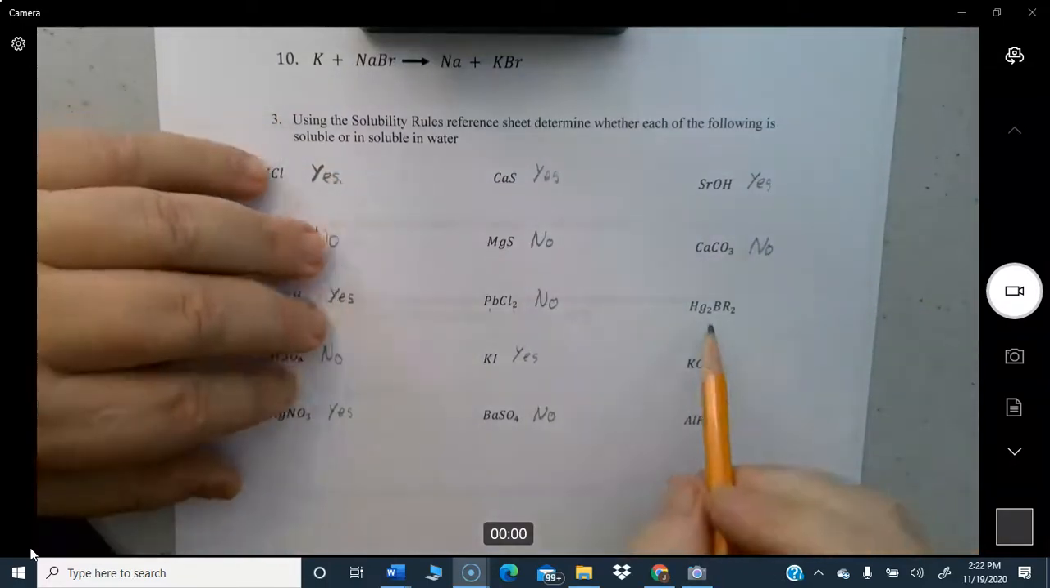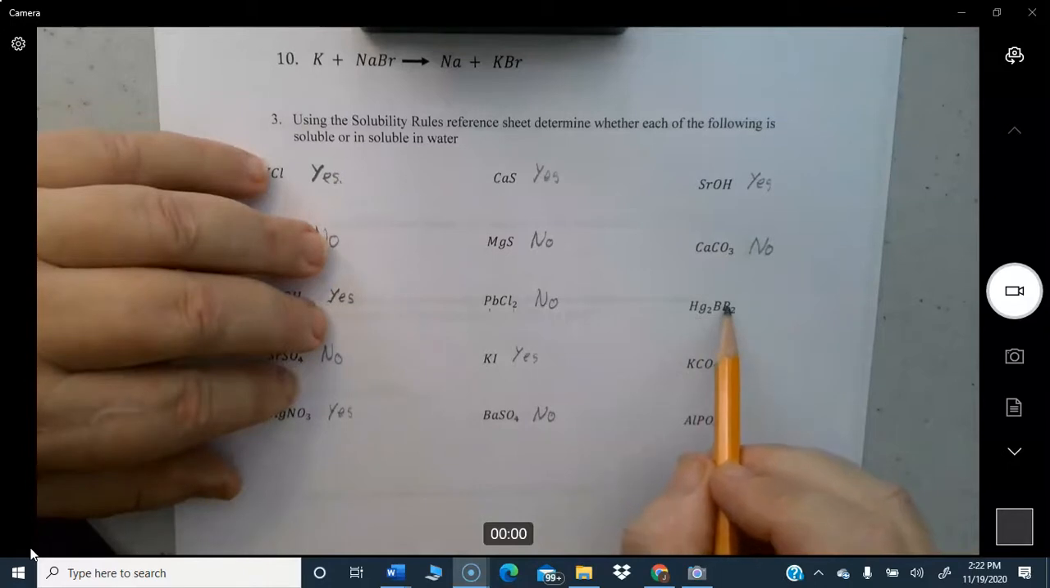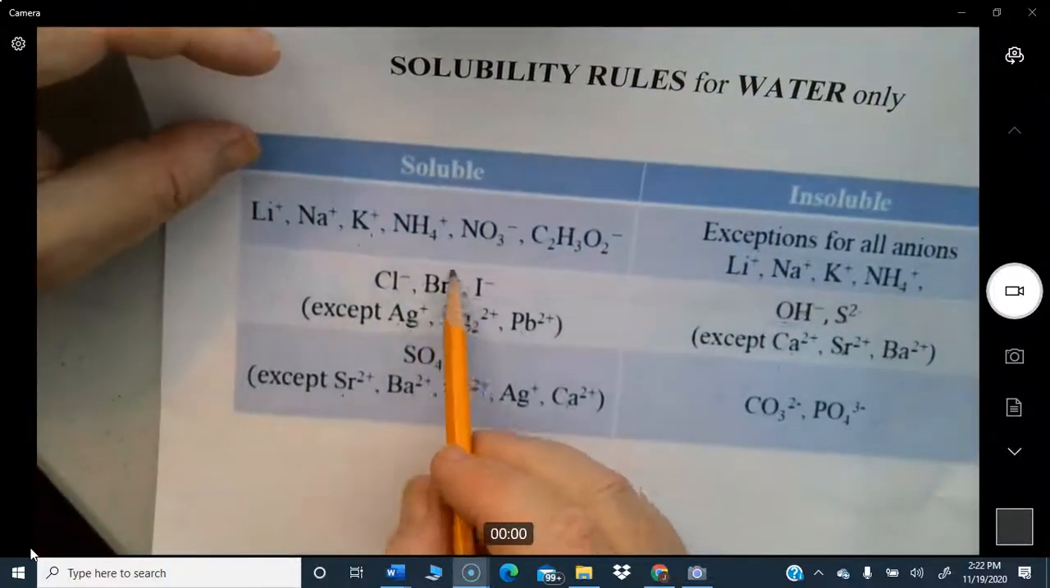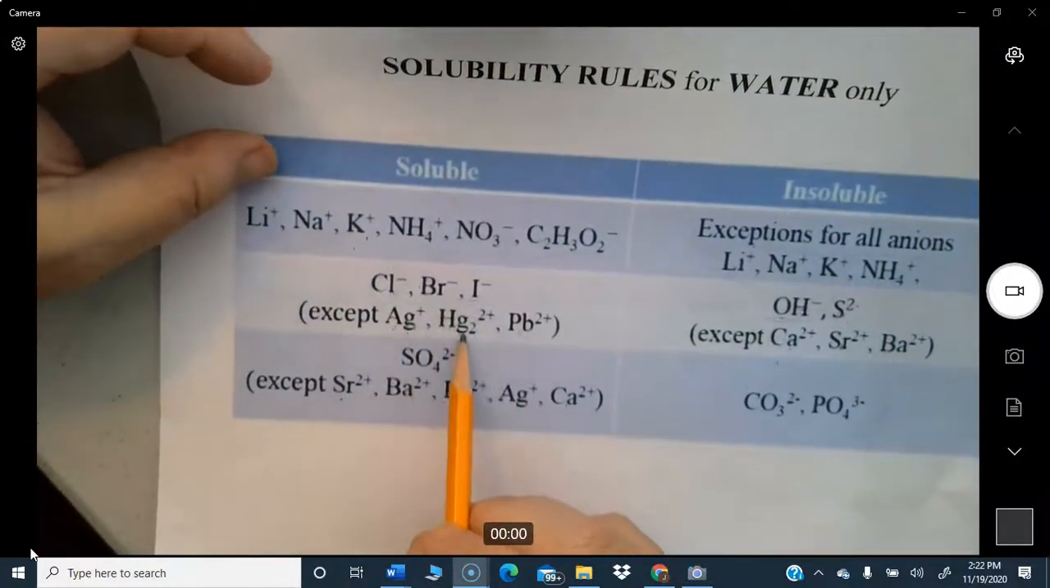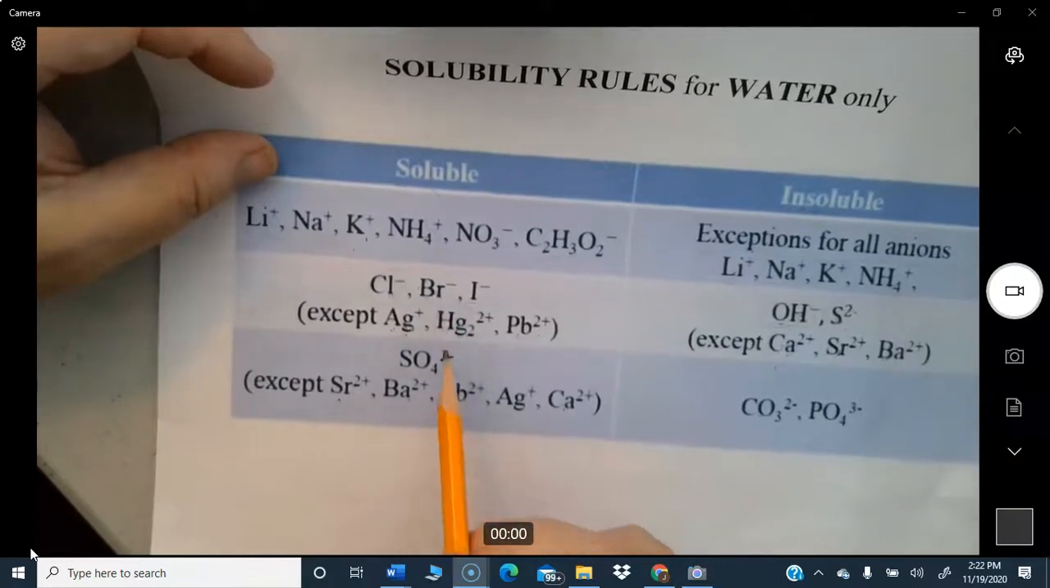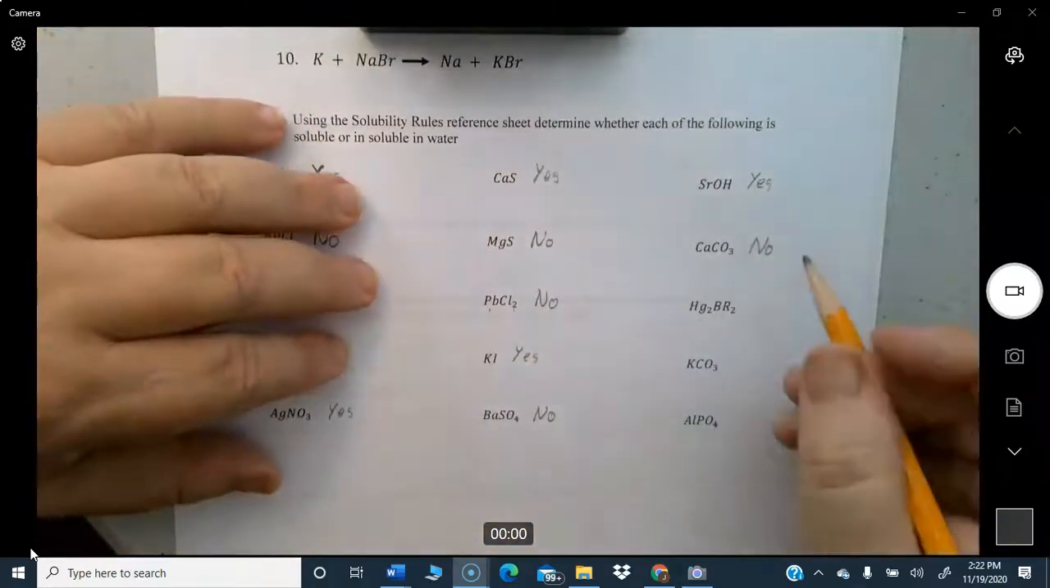Okay. Mercury, and that should be a small r, not a big R. Mercury bromide. So we come over here. Bromide is soluble with everything except these three, and mercury is one of those three, so that means these two together are insoluble. They will not break up in water.